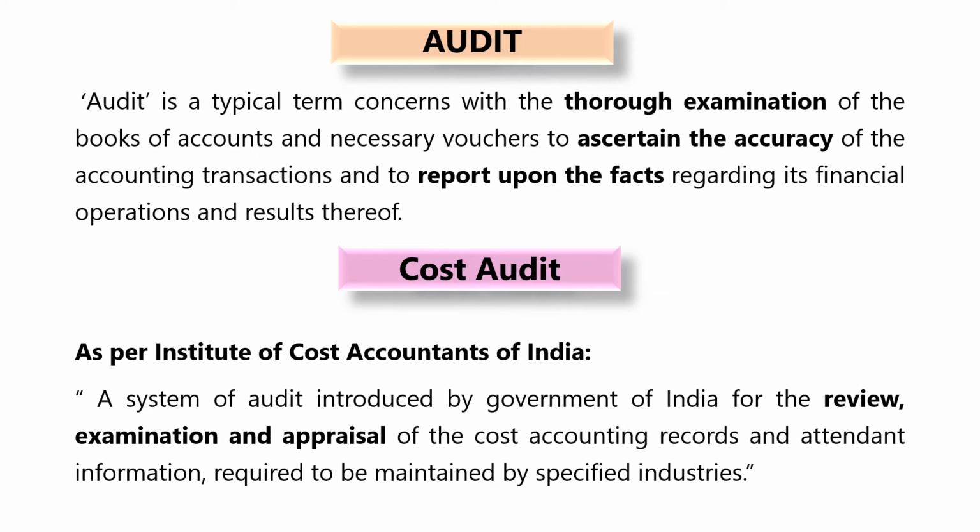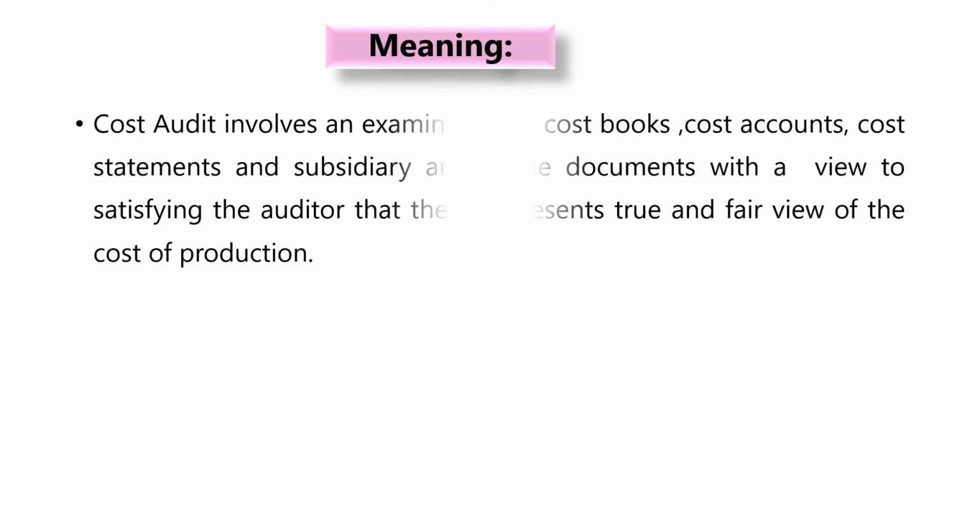Furthermore, to elaborate this in more detail, we can say that cost audit involves an examination of cost books, cost accounts, as well as cost statements and subsidiary and prime documents, with a view to satisfying the auditor that this represents a fair view of the cost of production. So basically, cost audit is the examination of cost books, cost accounts, cost statements and other subsidiary documents. The main purpose behind that is to represent a true and fair view of the cost of production.